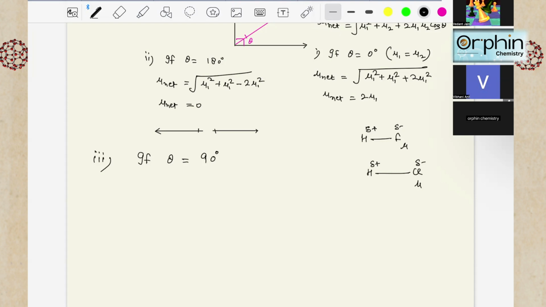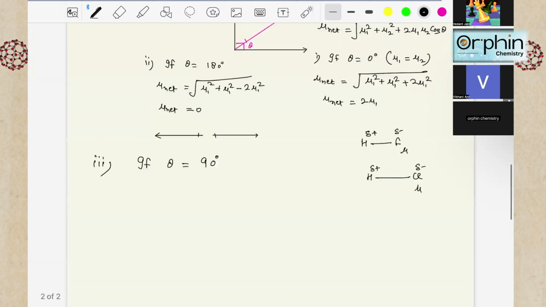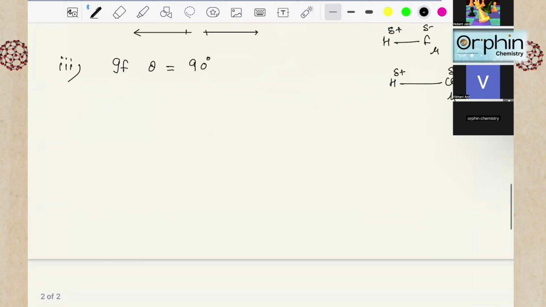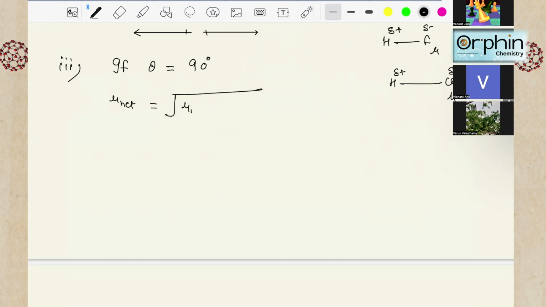Okay. If theta is equal to 90 degrees, what is the value of cos 90, Varun? Zero. Cos 90 is zero. So 2 mu1 square into 0 is 0, so that is coming as mu1 square plus mu1 square, 2 mu1 square. So we can say mu net is mu1 root 2. This is the simple thing we can see.